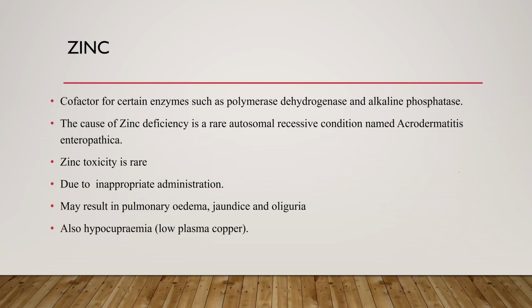Zinc works as a cofactor for certain enzymes. Most of the trace elements are cofactors for certain enzymes. For example, zinc is a cofactor for polymerase, dehydrogenase and alkaline phosphatase. Why does zinc deficiency happen? Sometimes the cause is a rare autosomal recessive condition named acrodermatitis enteropathica. You should know this for tomorrow. So deficiency of zinc is due to an autosomal recessive condition.